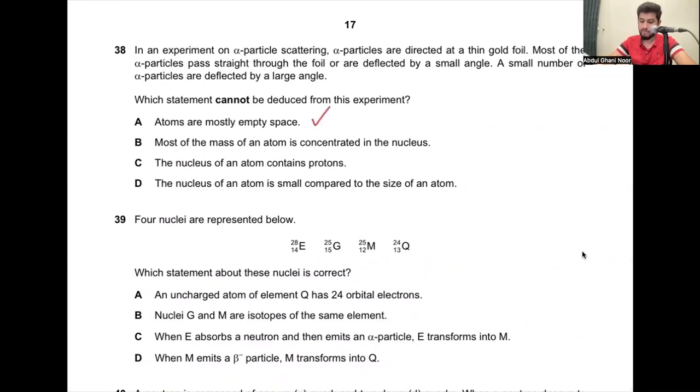Most of the mass of an atom is concentrated in the nucleus. This can be deduced. The nucleus of an atom contains protons. No, that is not a deduction. The nucleus of an atom is small compared to the size of an atom. Yes, just by comparing the number of particles, the alpha particles passing straight through undeviated and the number of particles being deflected, you can come to the conclusion that the nucleus is small as compared to the atom. So this is also correct. And they're asking which one cannot be deduced. It's C.